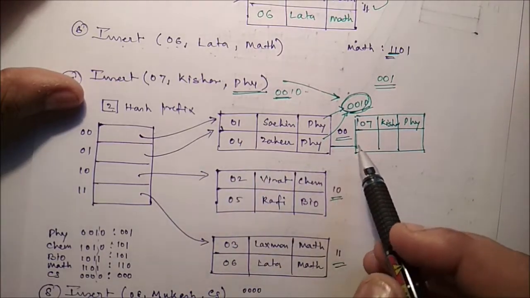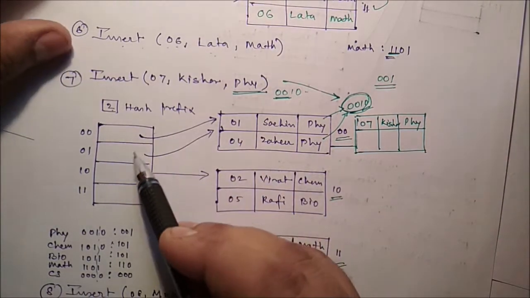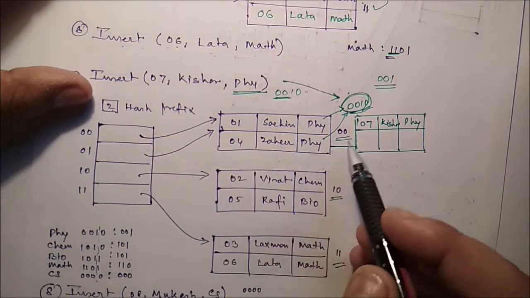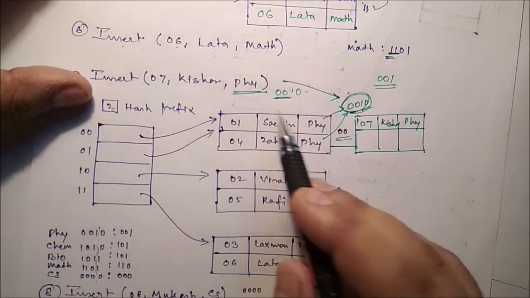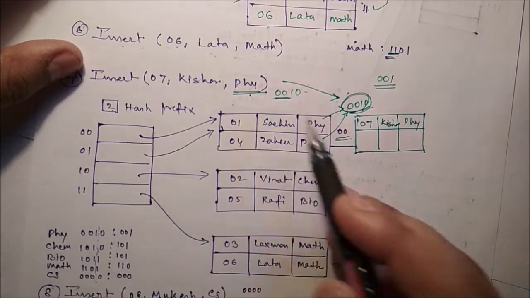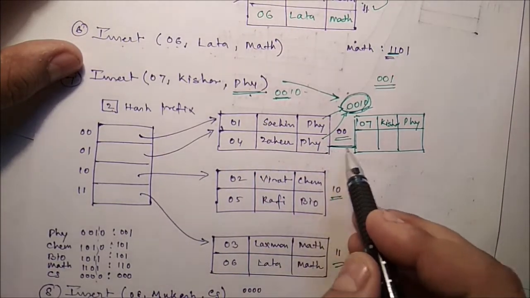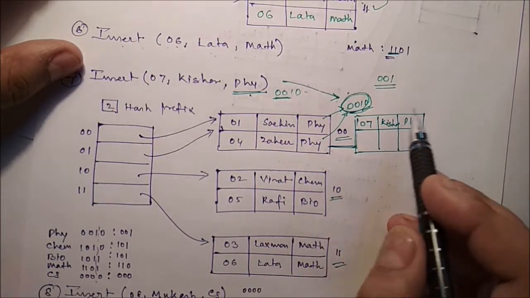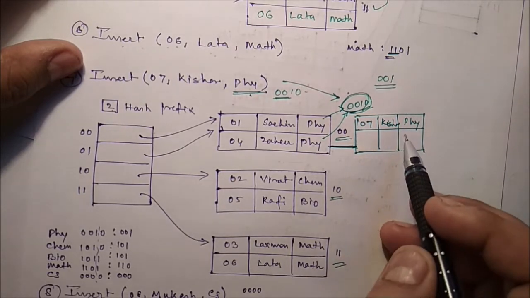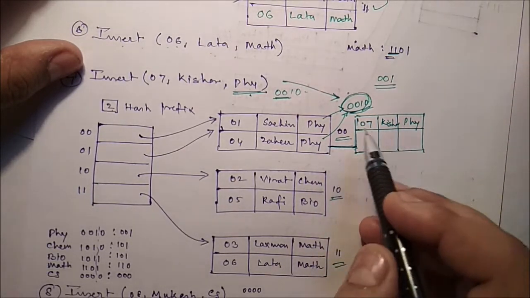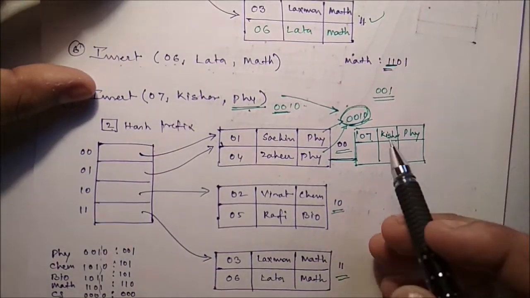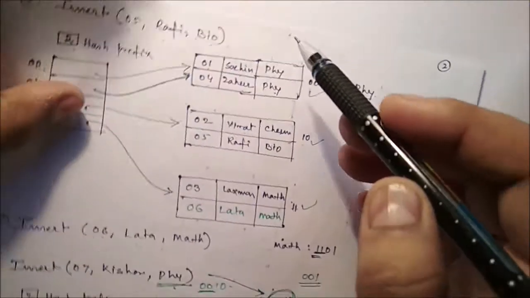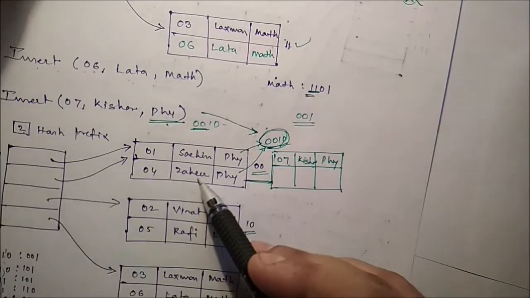So here, instead of increasing the hash prefix number, we just accommodate one more bucket for the next physics data. Create a bucket, link these two buckets, and insert the data roll number 7, Kishore, and physics. Okay, and the rest are the same. Here Sachin Jahir is there.